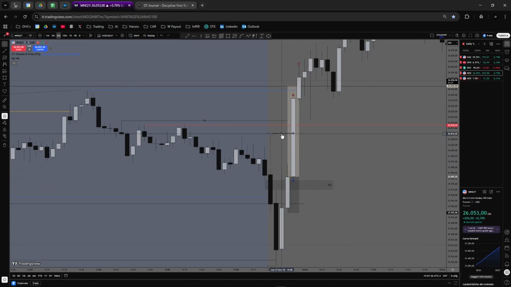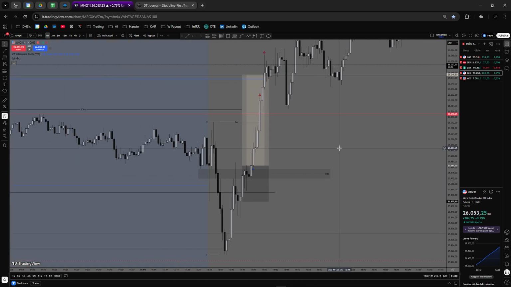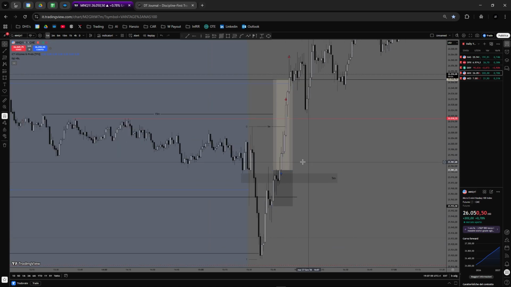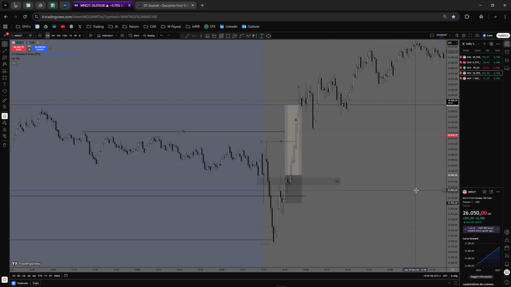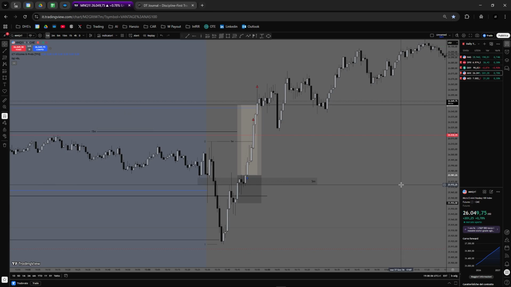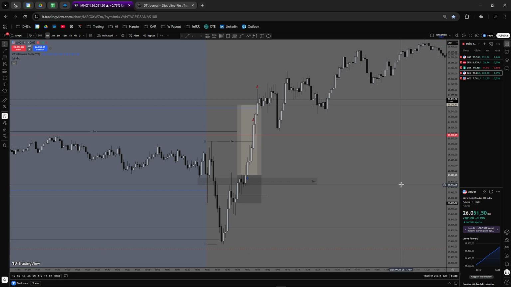I moved my stop loss to break even just a little before this break even point, just because the push was massive, was insane. So I said, let me push my stop loss to break even, and yeah, it pays, guys. Guys, don't rush the process. Don't rush the process, because patience, consistency, and hard work always pay off.